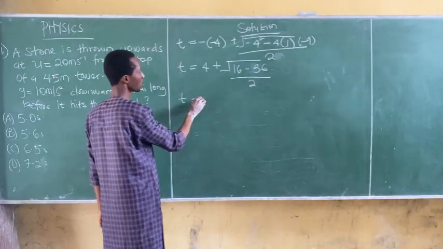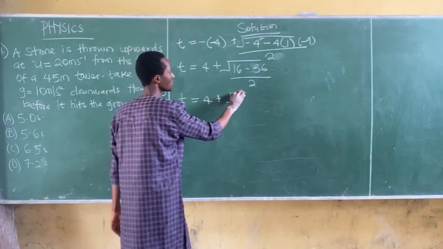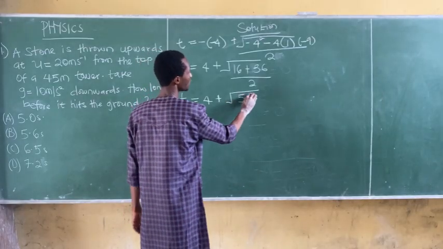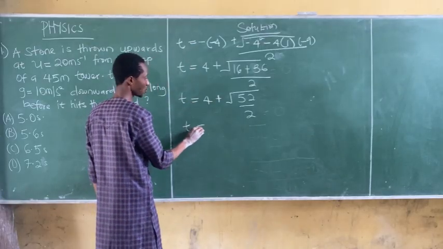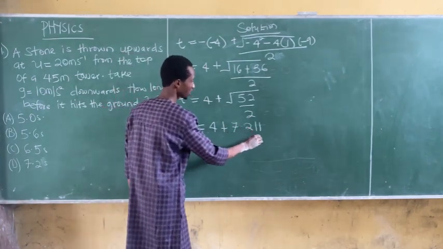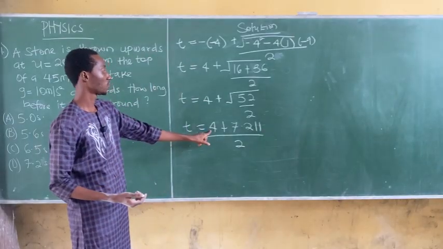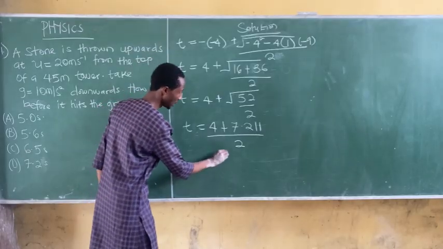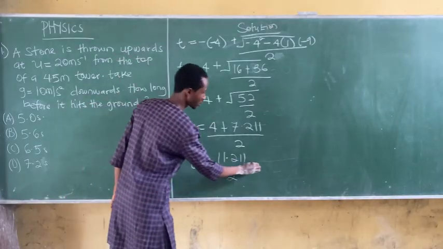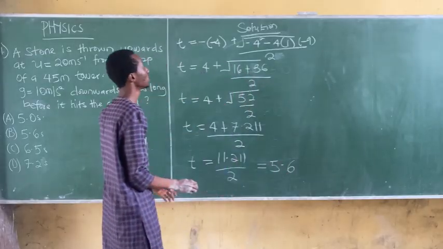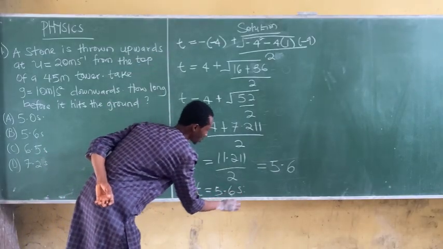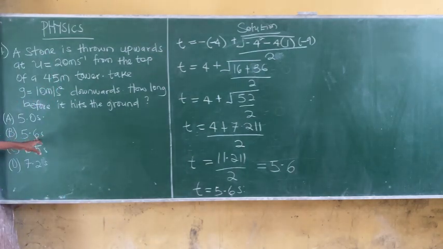We have t is equal to 4 plus root. Don't forget this has changed to positive. 16 plus 36 will give us 52, divided by 2. t is equal to 4 plus the square root of 52, which gives us 7.211, divided by 2. 4 plus 7.211 will give us 11.211 divided by 2, which will give us 5.6. Therefore, the value of t is 5.6 seconds. The correct option here is option B, 5.6 seconds.